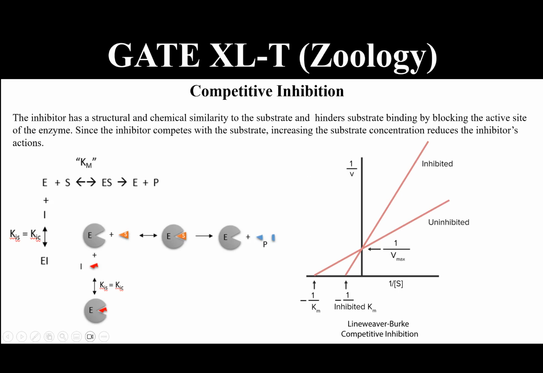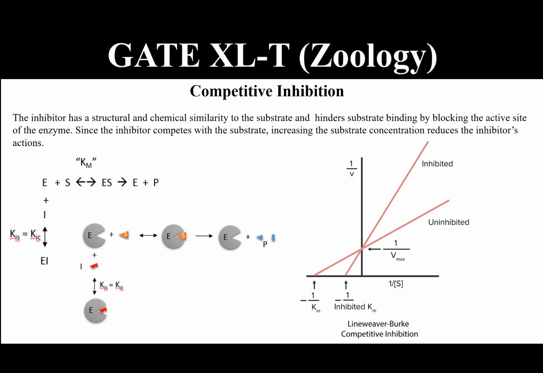There are three types of enzyme inhibition. The first is competitive inhibition. In this, the inhibitor has a structural and chemical similarity to the substrate, and this hinders the substrate binding by blocking the active site of the enzyme. Now here, since the inhibitor competes with the substrate, if we increase the substrate concentration, it reduces the inhibitor's action.